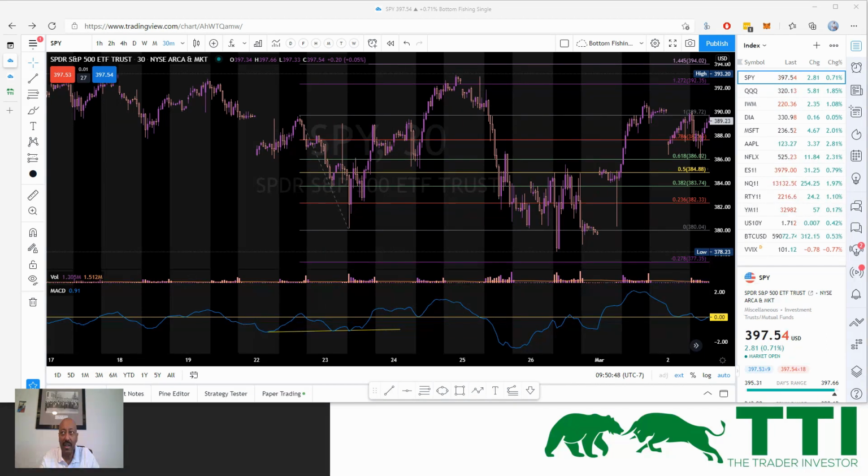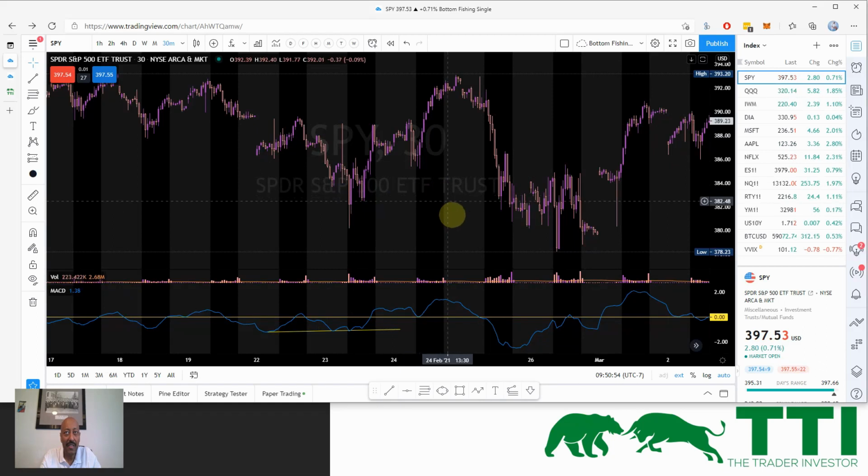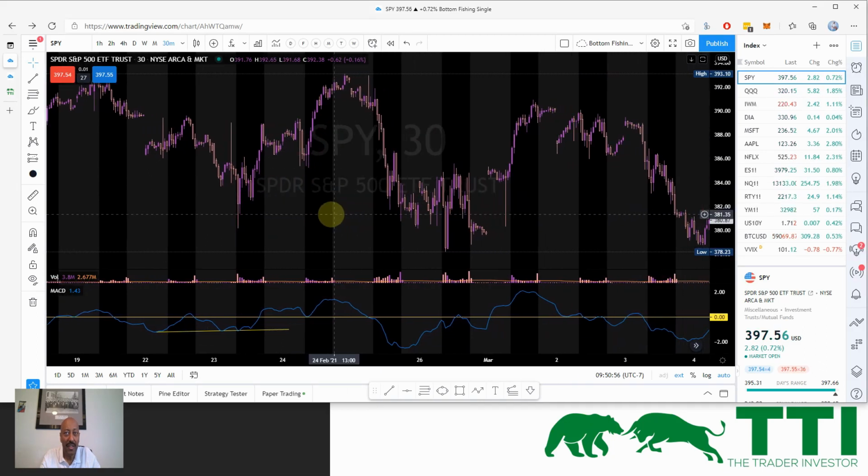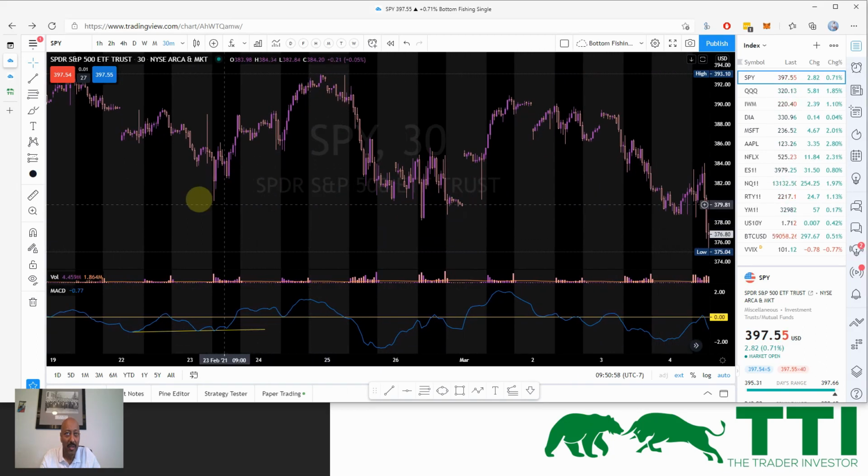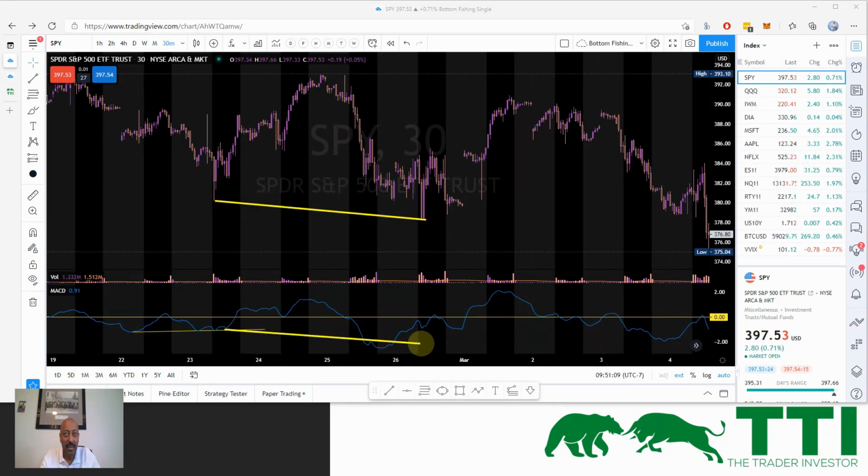So let's take another example. Let's stay in the SPY for now and take another example. Between here and here, I want to see, is there divergence? Price has gone here, and price and MACD have gone here. So I don't see any divergence. So I move on. There's no trade for me there.